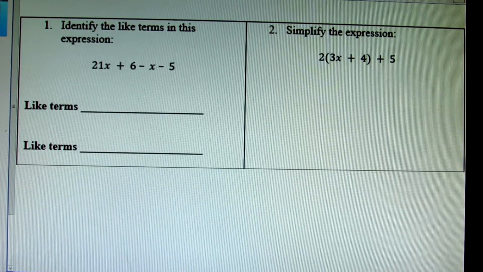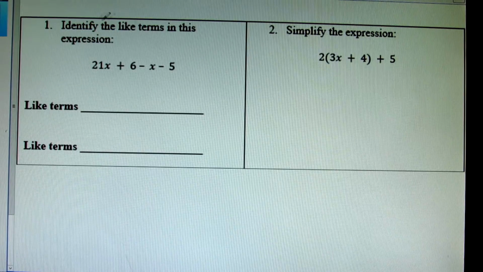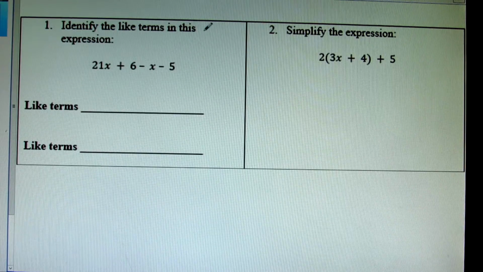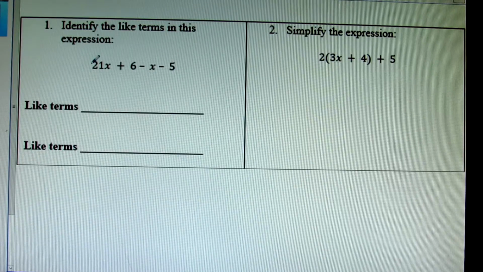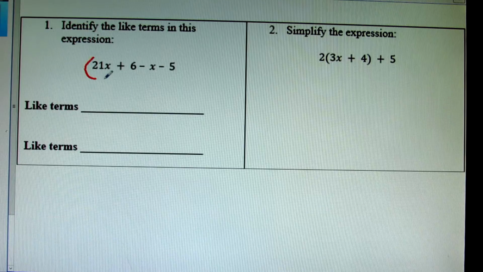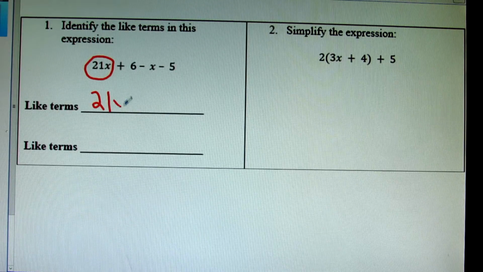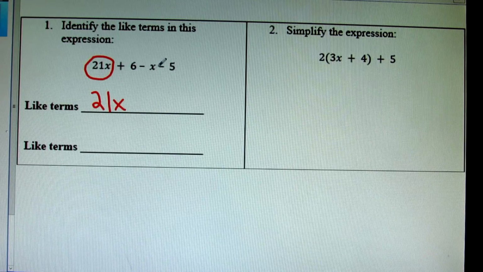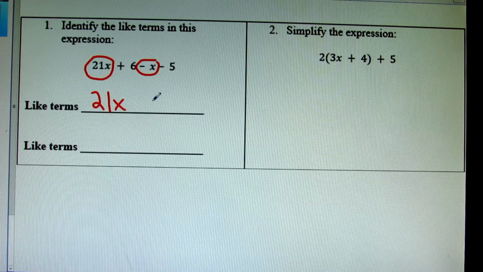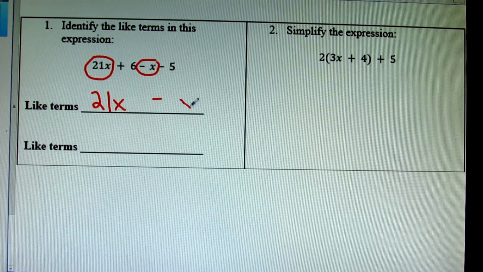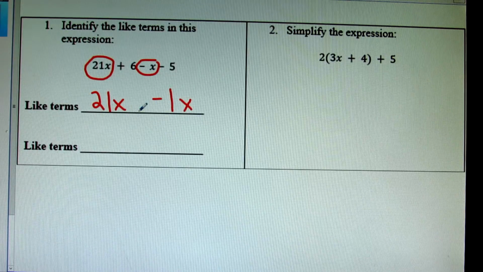Oh, okay. Thanks. Number 1, identify the like terms in this expression. All you're doing is telling me which ones of these are like terms. So on this first line, let's start off with 21x. What is a like with 21x? Negative x. Don't forget the negative sign. And if I had to put a number in front, I'm going to use the number 1. So these guys are alike.